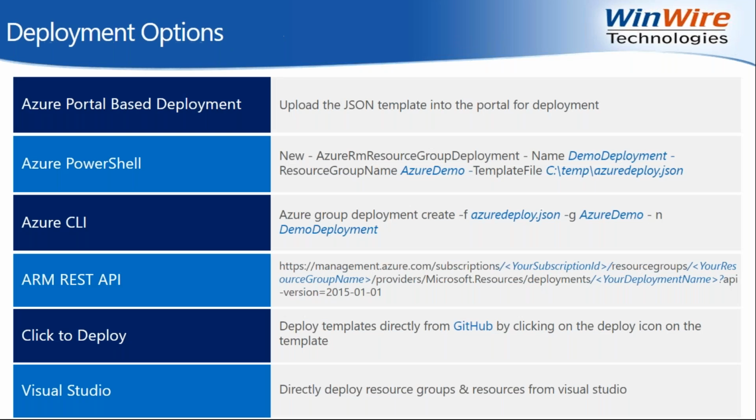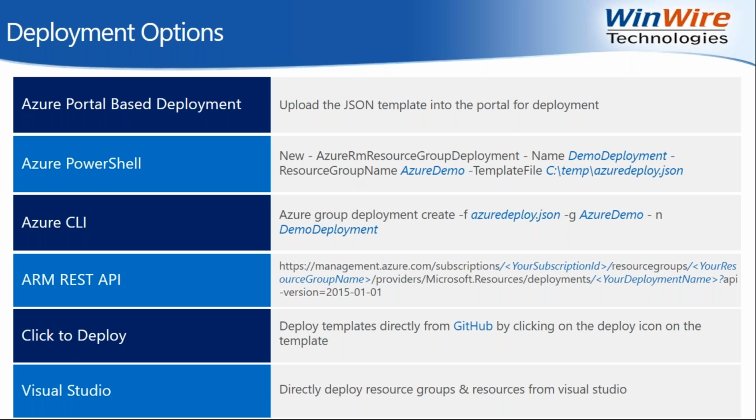Now that we have the template ready, we have the subscription, we have the template, and we also are aware of all the parameters and the variables that are to be deployed. We will look at the multiple deployment options that are actually available to us for Azure. So one is directly log into the portal, the web portal.azure.com, and browse into the new section and upload the template over there, and then you can directly deploy it using the web portal.